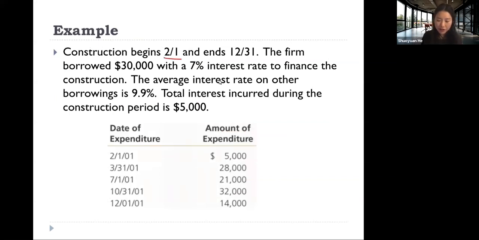Construction begins on February 1st and ends on December 31st. The firm borrowed $30,000 with a 7% interest rate to finance the construction. The average interest rate on other borrowing is 9.9%. Total interest incurred during the construction period is $5,000. And we have the date for each expenditure here. Please spend 5 minutes. First, try to work it out by yourself. We're going to go through it shortly, but please try to work on it by yourself first. You can pause your video for now.